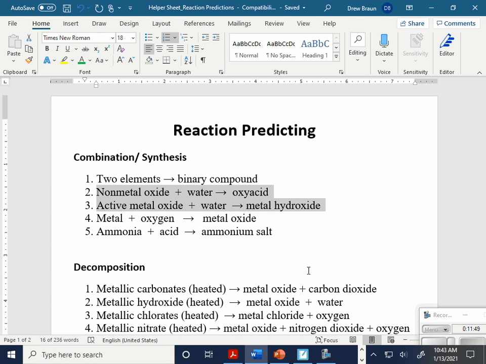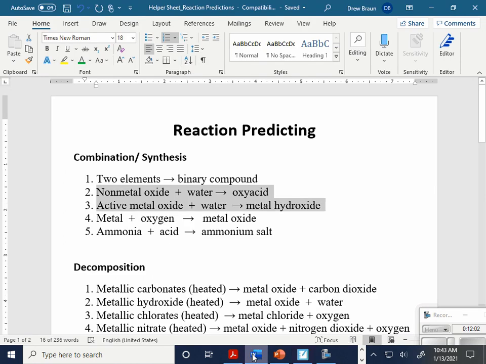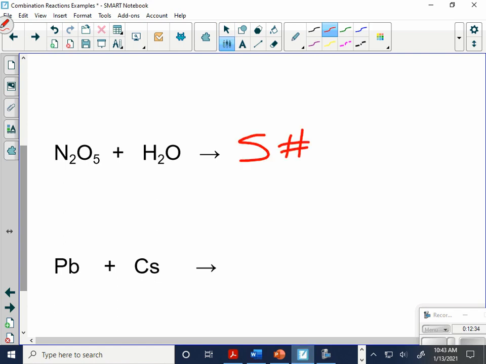So I need to decide what I have with water. As I go back, I see that I have N2O5. Now, is that a non-metal oxide or is that an active metal oxide? It is a non-metal oxide. So, for this particular one, I am making an oxyacid. So I have a synthesis number 2, a non-metal oxide plus water gives me an oxyacid. So I know that this is a synthesis number 2.